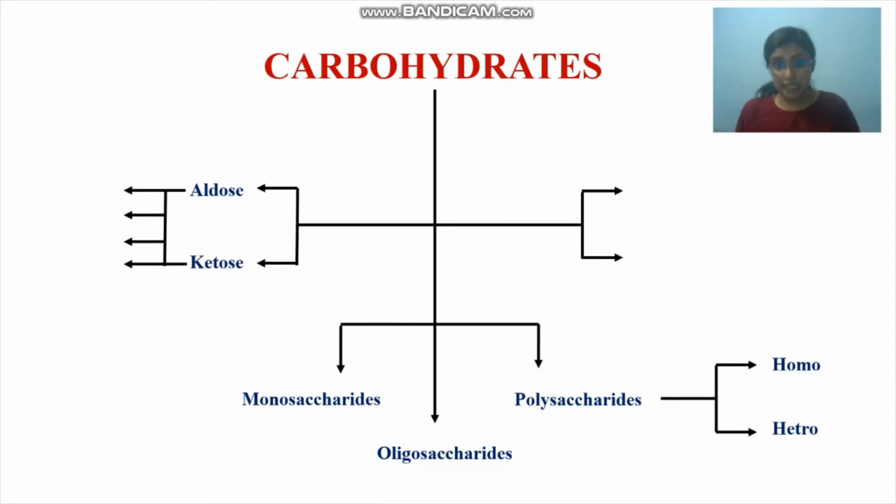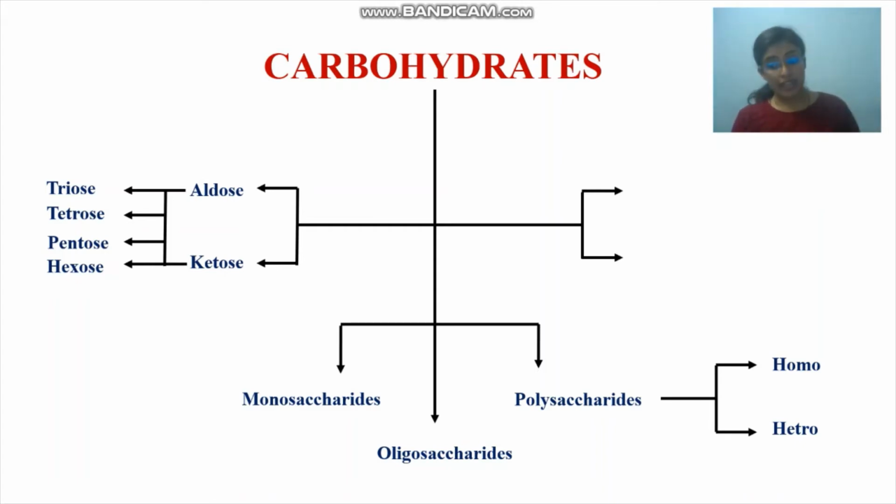Now, based on the functional groups present, carbohydrates can be aldehydes or ketones, so we can classify them into aldose or ketose. Again, these aldoses and ketoses can further be broken down into four different parts, which are triose, tetrose, pentose, or hexose, depending upon the number of carbon atoms.